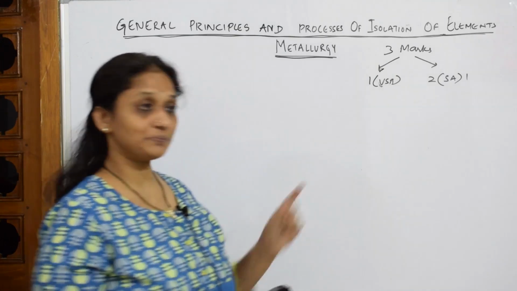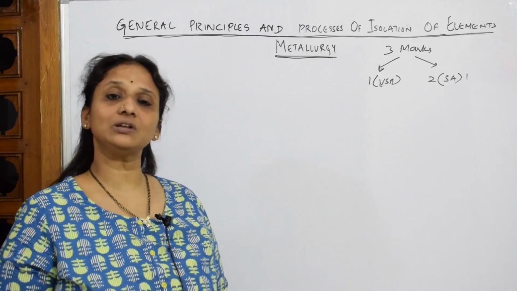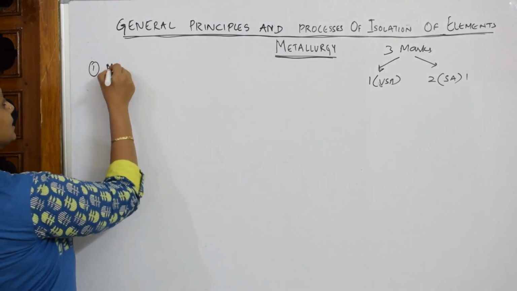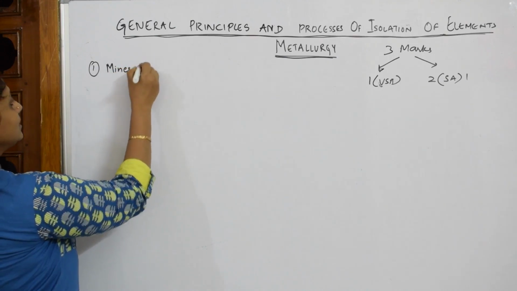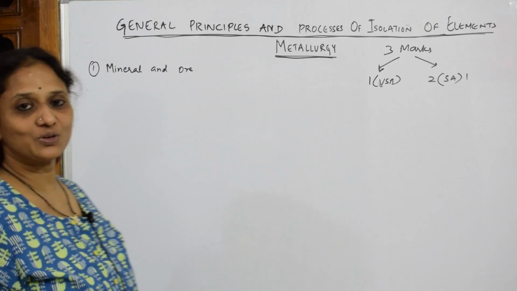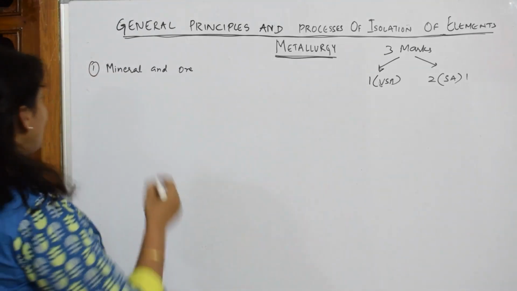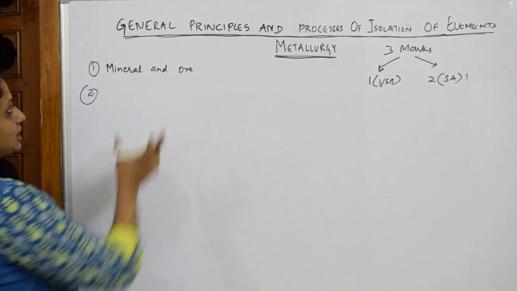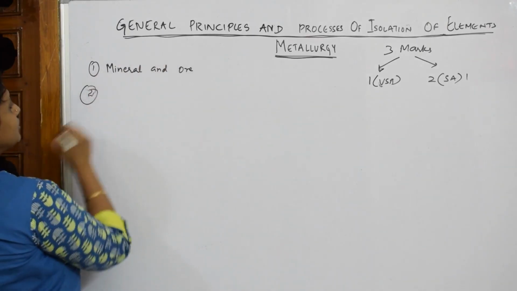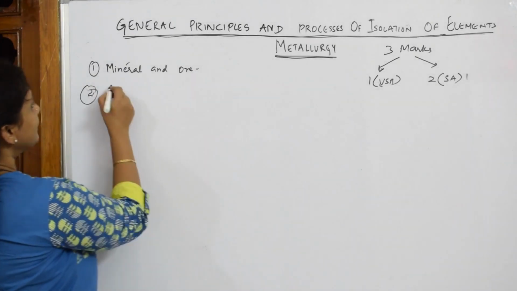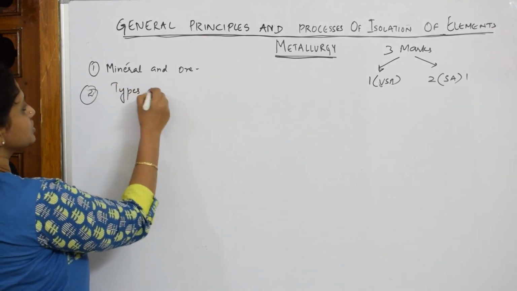So in this particular metallurgy chapter, the first important question is what is the difference between a mineral and an ore. This is a very famous question. I don't know why it is so famous. So you should know the difference between mineral and ore. After that, the process of isolation. Once I learn the definition of mineral and ore, I'm going to study the different types of ores.